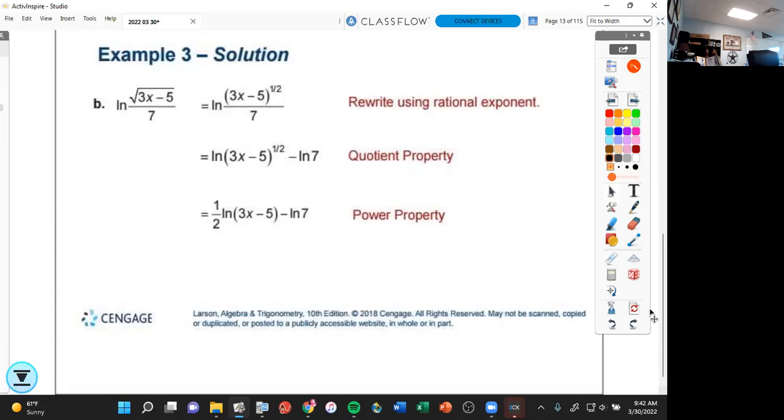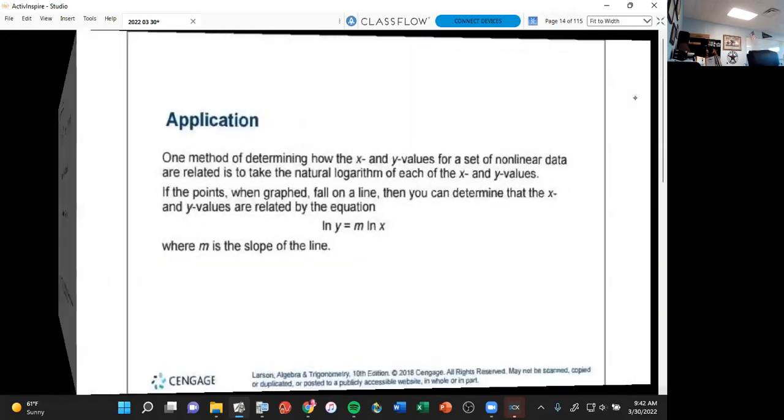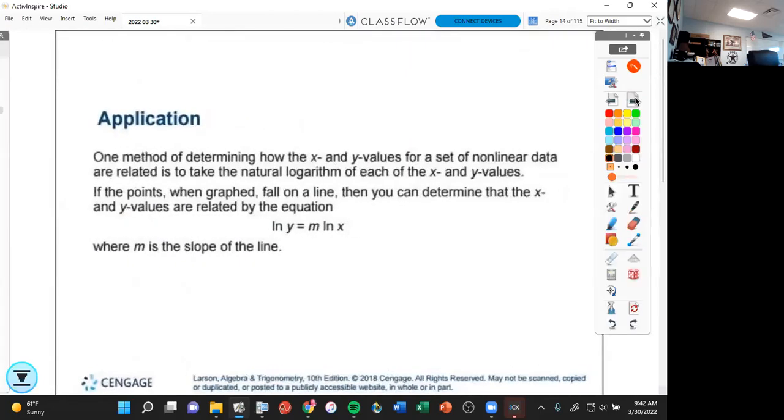Okay. One method of determining how the x and the y values for a set of nonlinear data is related is to take the natural logarithm of each of the x and y values. If the points when graphed fall on a line, then you can determine that the x and y values are related by the equation natural log of y is equal to m times the natural log of x, where m is the slope of the line. Okay, we're about to do this.